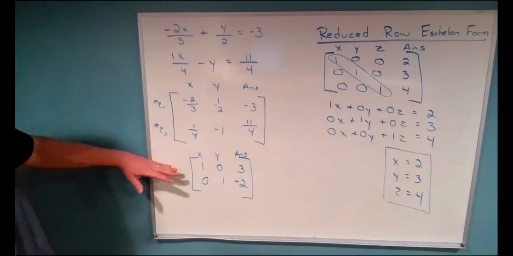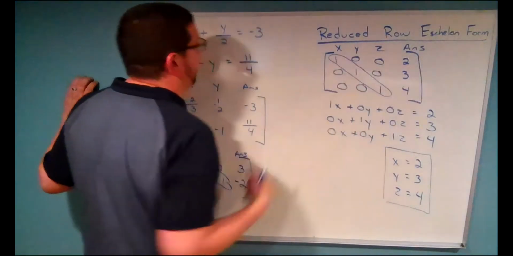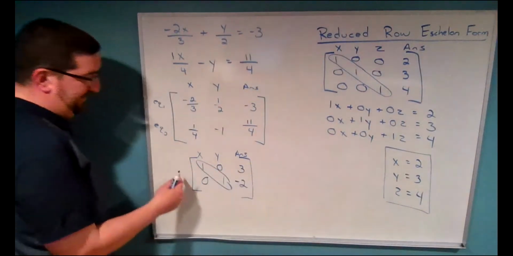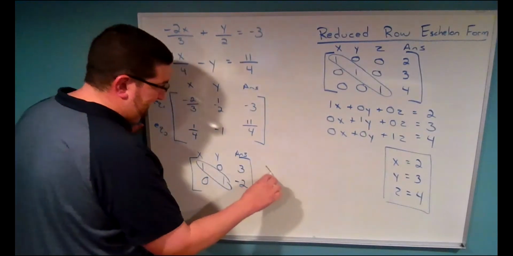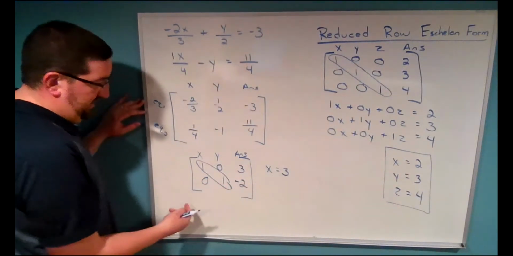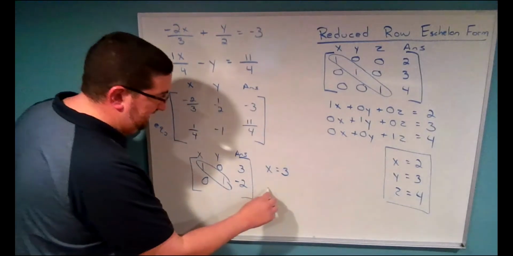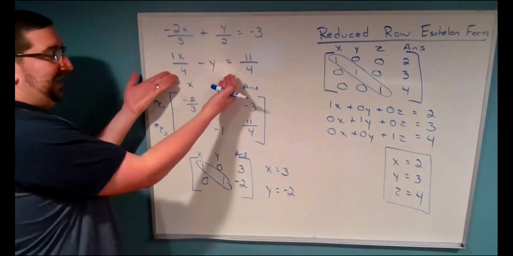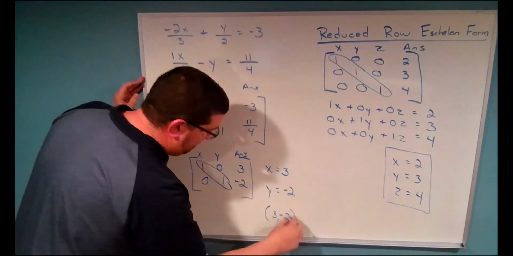That was my fault. All right, so when we have this, you can see the diagonal ones, like what we had over here in the example that I showed you. So this first row means 1x plus 0y equals 3, so x equals 3. This row is 0x plus 1y equals -2, so y equals -2. So the solution to this system is 3, -2.